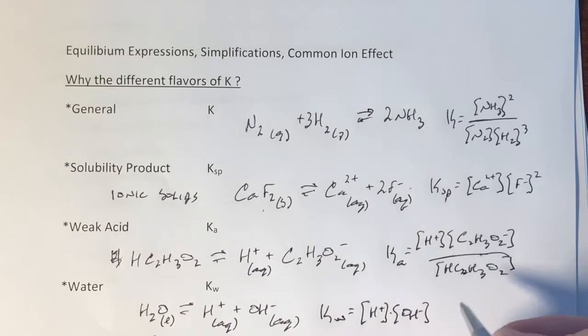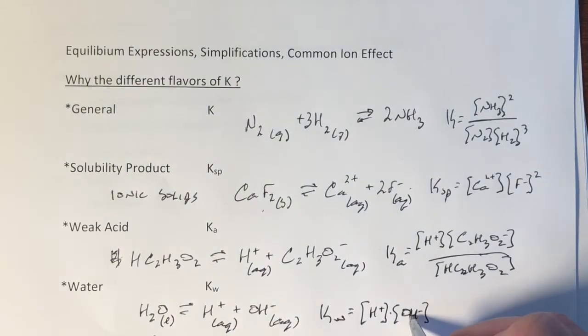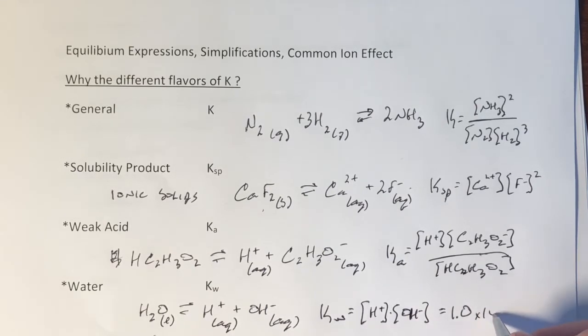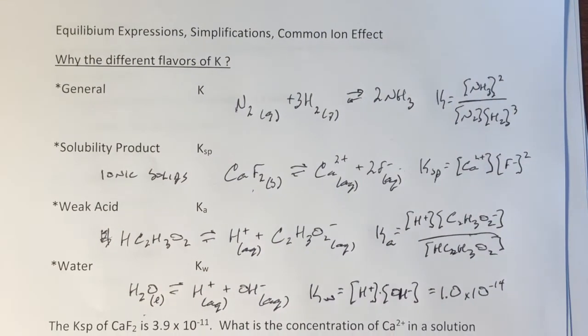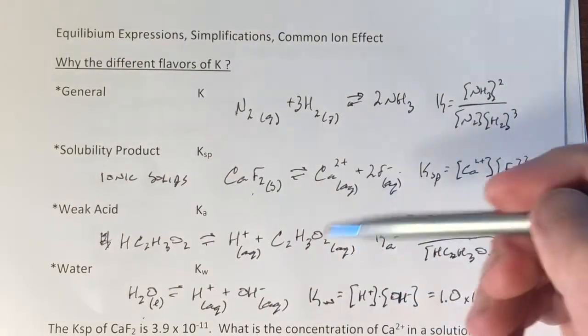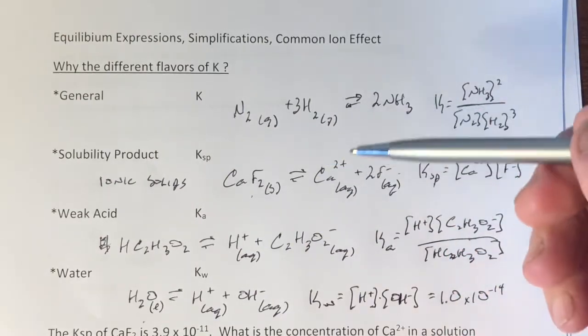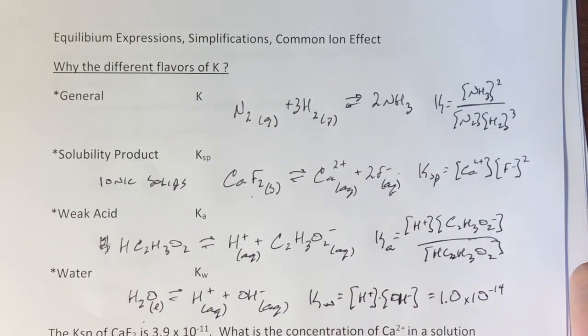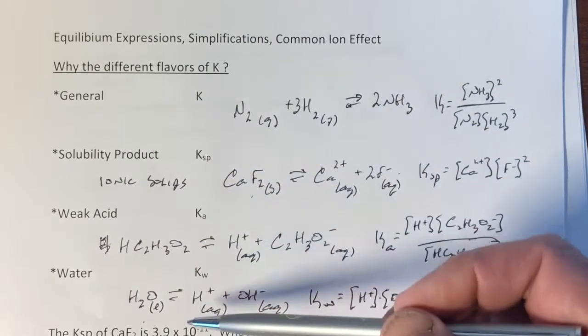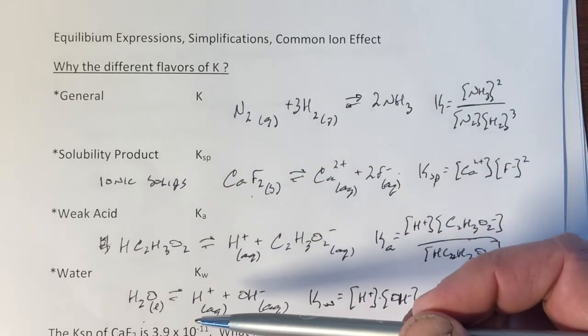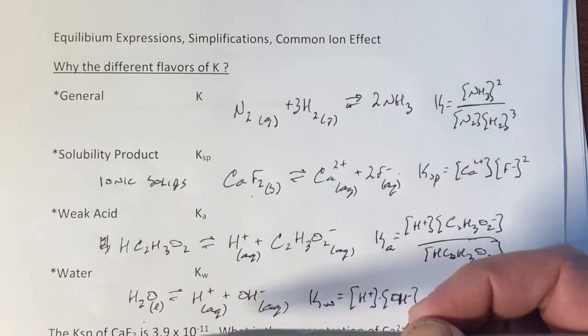And this one, even though it's not something you really have to worry about memorizing, it's one of these things that we see so often, most people eventually just know it. That's 1 times 10 to the minus 14 at 25 degrees Celsius. Okay, so again, in all cases, they follow the same rules. It's products over reactants, only things with meaningful concentration show up, and that's pretty much it. We talk about these special cases because they're very important in some areas of chemistry.